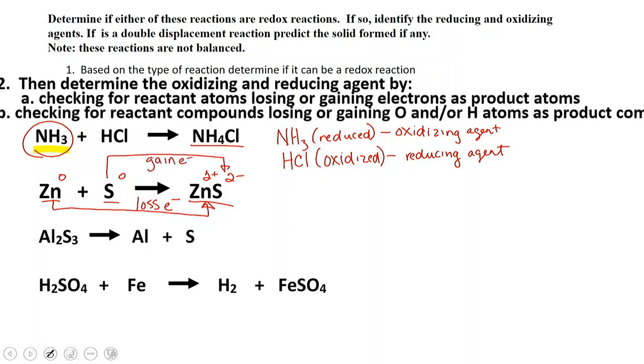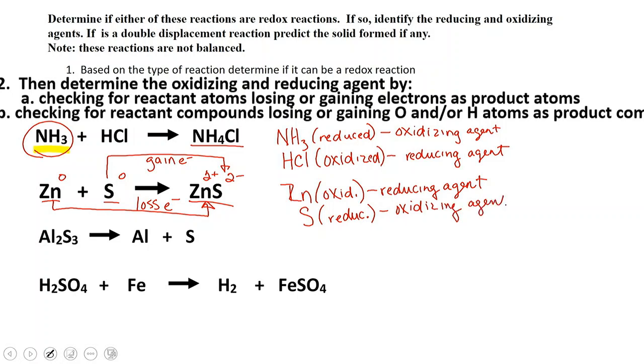So in a sense, if zinc is losing, then that means that zinc is oxidized, so it must be the reducing agent. And similarly, sulfur is reduced, so it is the oxidizing agent. Take a look at the next problem.